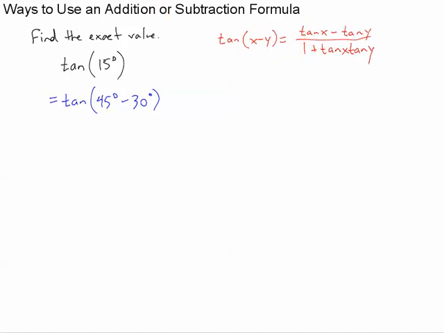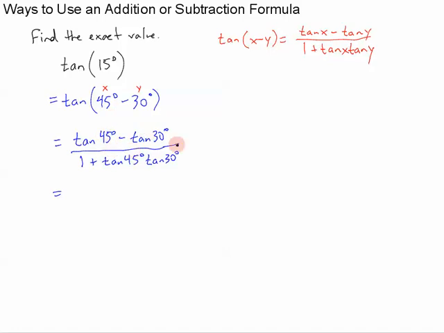So we're going to use that, and so the 45 will be the x and the 30 will be the y. So we've got the tangent of the first angle, 45 degrees, minus the tangent of the second angle, 30 degrees, over 1 plus tangent of 45 degrees times the tangent of 30 degrees. Okay? And now we know all of these values because these are all special angles.